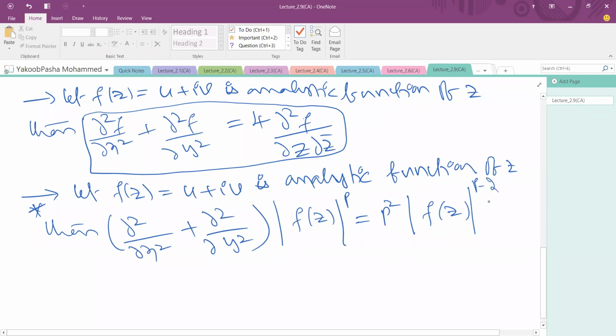minus 2 into modulus of f dash of z whole square.